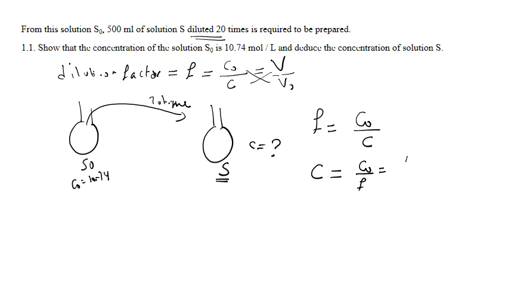C0 is calculated as 10.74 over the dilution factor, which is 20. The answer will be 0.537 mole per liter. This concentration of an acid is very suitable to be used in any experiment.